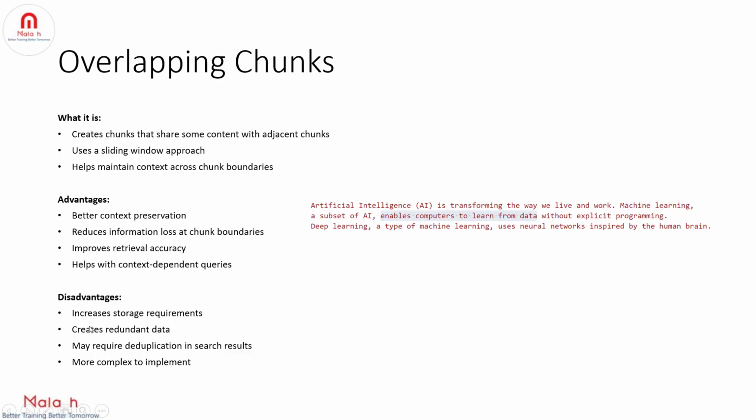And what is the disadvantage? Because we are overlapping, that means more tokens. It increases storage requirements and creates redundant data. The first chunk will have this data and the second chunk also will have this overlap data, which can create redundant data, and it may require deduplication in search results. So in your search results you may see duplicate results. And it is more complex to implement than other chunking methods.